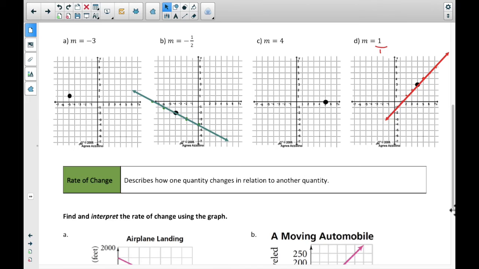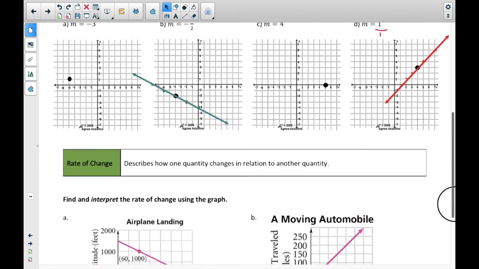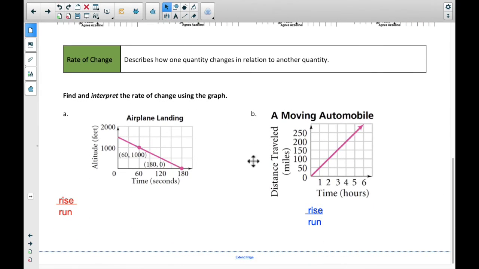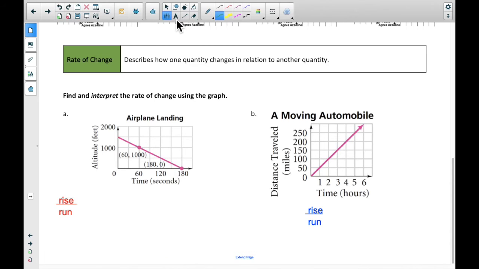Okay, the last section on this page is going to talk about rate of change. A rate of change describes how one quantity changes in relation to another quantity. So let's just take a look at the problems. When we look at these, we're going to look at rise over run. One thing that I think is an important word when you're thinking about slope is the word per. Slope is rate of change, and that word per means like miles per hour or beats per minute. That is slope. And so we know that slope is rise over run.